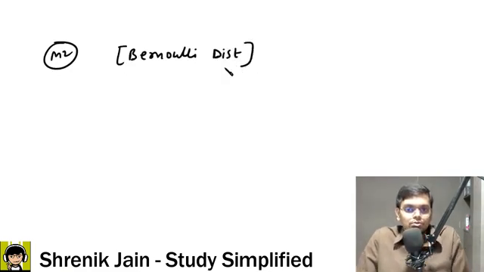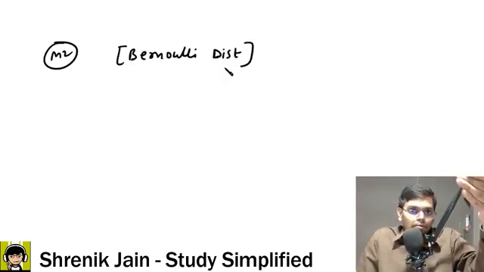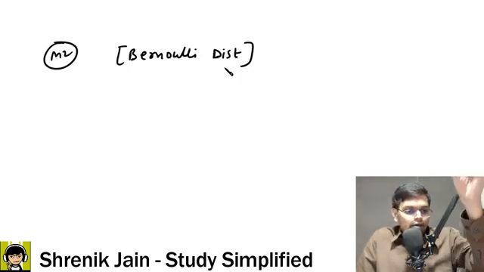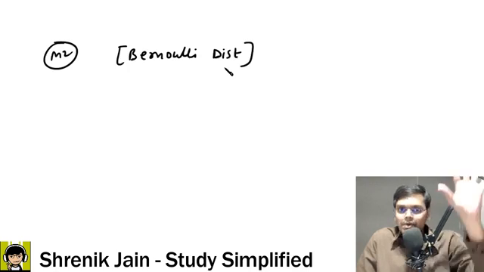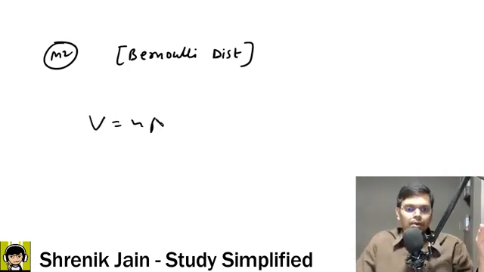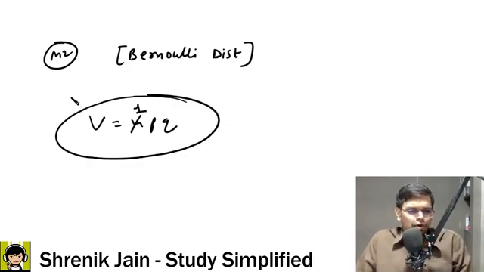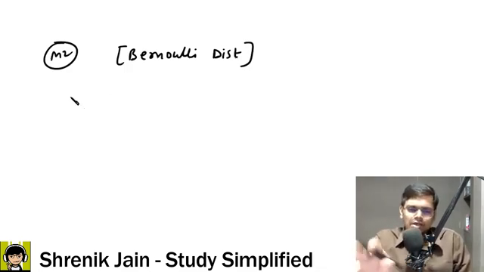In the Bernoulli distribution, there is a trick. From binomial special case comes the Bernoulli. So in binomial, variance is equal to N into P into Q. Correct? But in Bernoulli, number of trial is 1. So variance is just P into Q. Whatever probabilities you see, just multiply them.